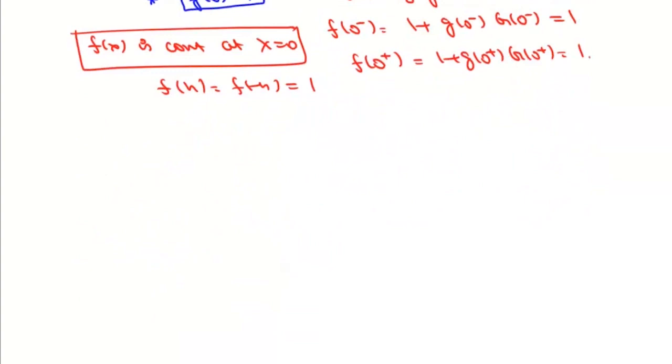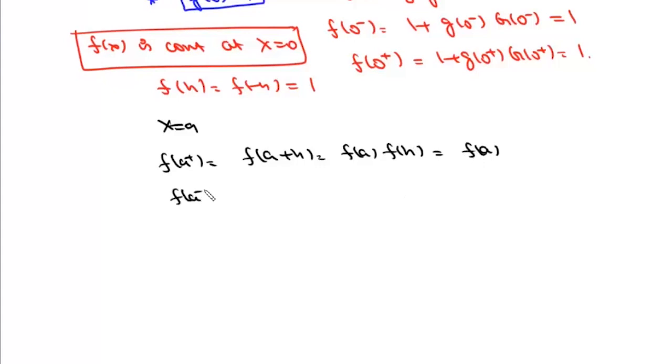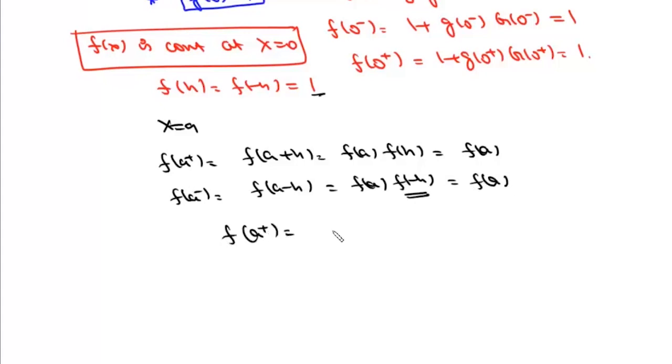We have to prove that it is continuous for all x belongs to R. Now we'll check for its continuity at any point x equals a. Now f(a positive) is f(a+h). Now it will be f(a) into f(h), and f(h) is simply 1. So it will be equal to f(a), and in the same way f(a negative) is f(a-h), which is f(a) into f(-h), and f(-h) is again 1. So it is equal to f(a). So for any point a, f(a positive) is equal to f(a negative) is equal to f(a). That means this function f is continuous at all the points.